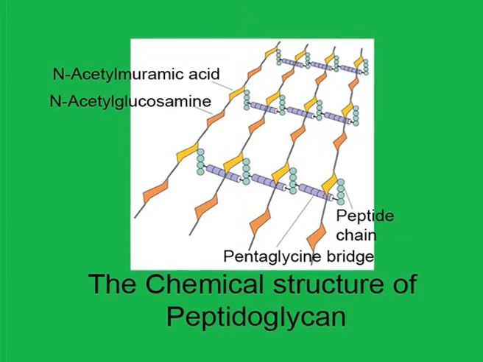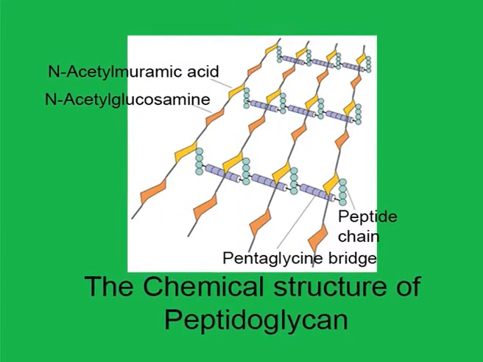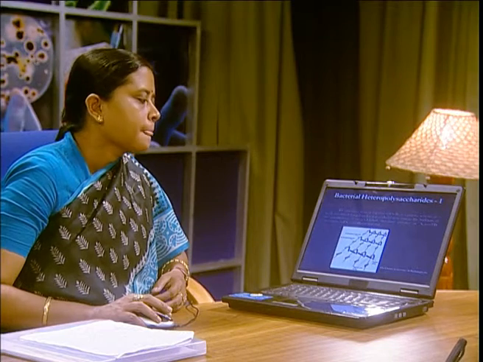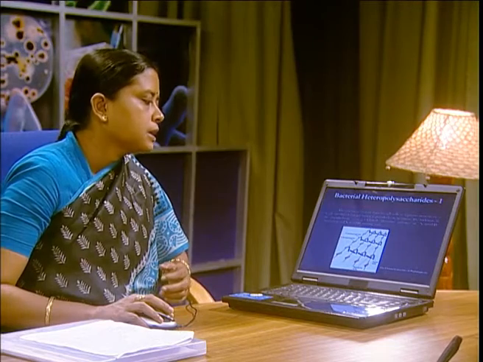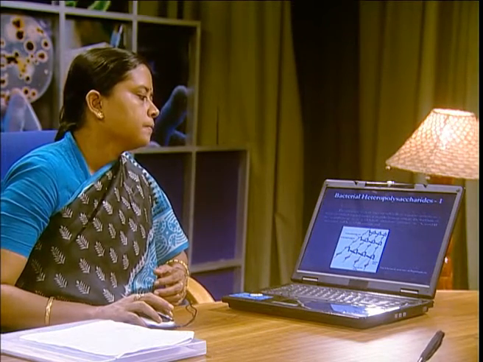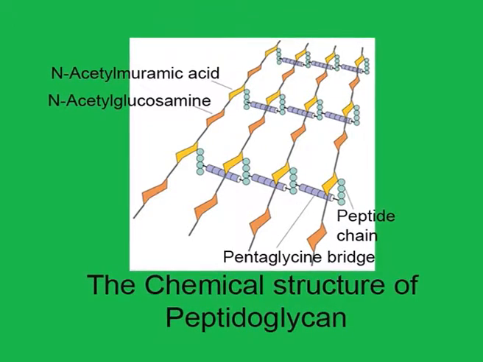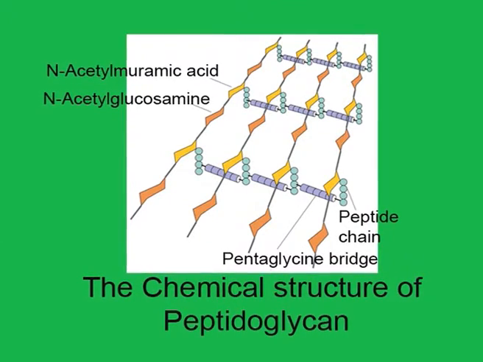Peptide means they are formed from amino acids, and glycine is another amino acid. A pentaglycine bridge means 5 glycine molecules are joined side by side. The peptide chain and the pentaglycine bridge form the connection between the chains of alternating N-acetyl D-glucosamine and N-acetyl D-muramic acid, and this structure forms a meshwork-like structure, a network, around the bacterial cell. This is the main component of the bacterial cell wall, and without it the bacteria cannot exist.